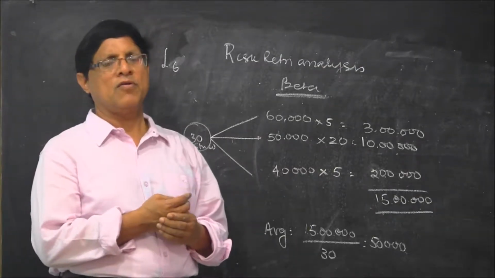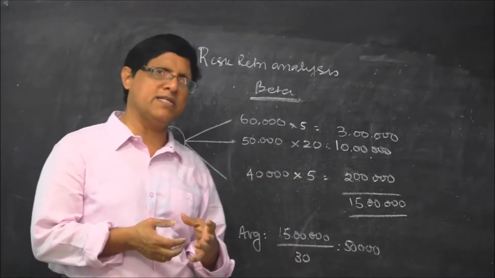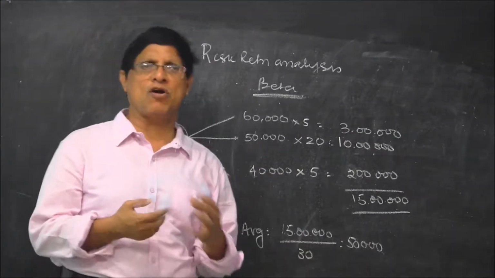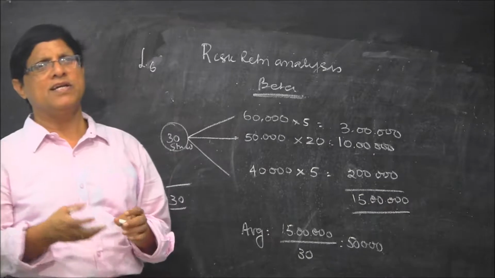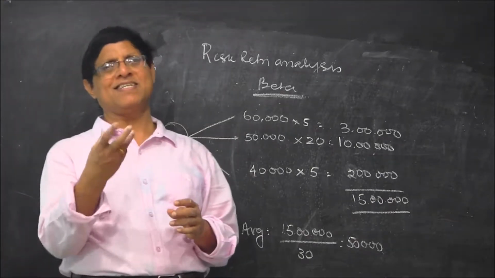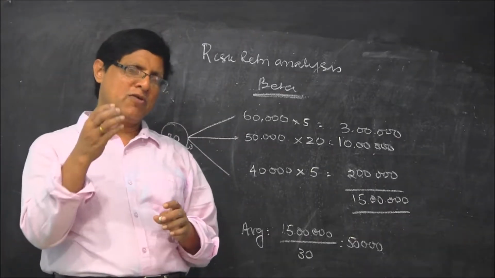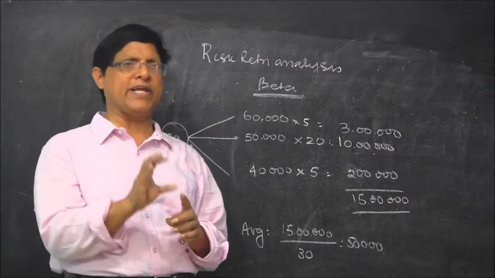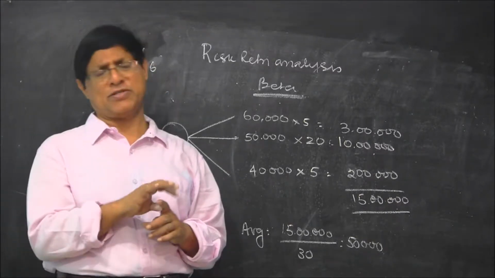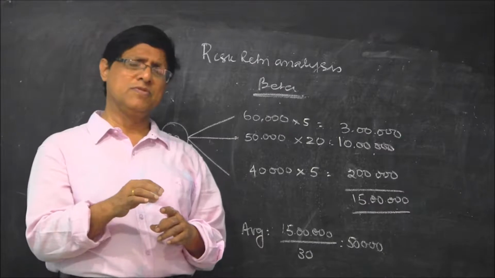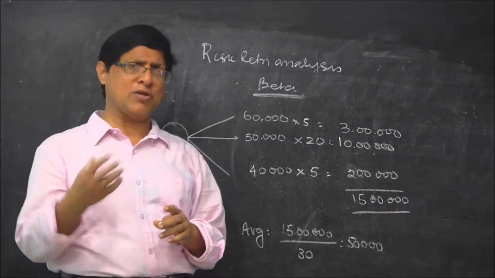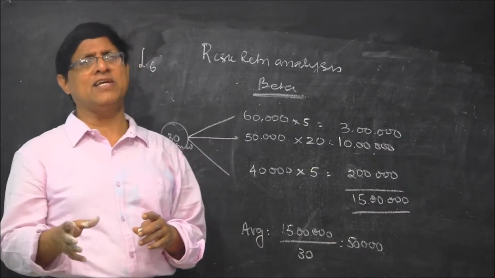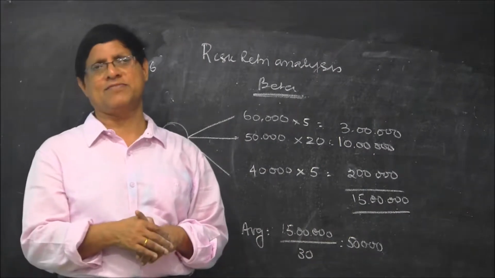Now, what is this beta? Beta is a risk, beta coefficient it is called. It is a tool for assessing the risk. Because once you know this is the risk you are taking, then you expect it must return.